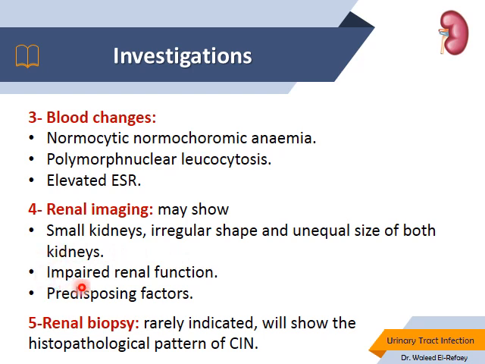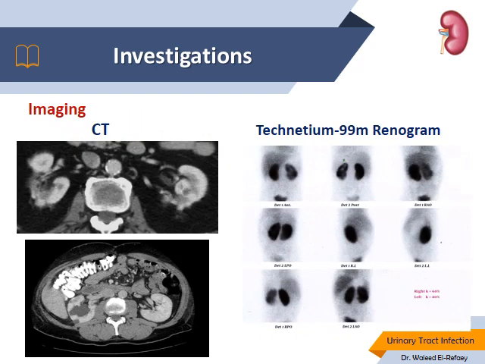Renal function can be evaluated by renal imaging through the renal technetium scan or renogram that gives us information about split renal function. It gives us the specific percentage of renal function of each kidney, either right kidney or left kidney. Renal biopsy is rarely indicated and will show the histopathological pattern of chronic interstitial nephritis.